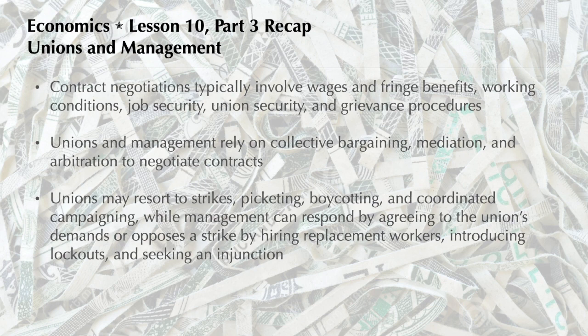So that's the way it is with Lesson 10 Part 3, Unions and Management. At this point, you should know that contract negotiations typically involve wages and fringe benefits, working conditions, job security, union security, and grievance procedures. Unions and management rely on collective bargaining, mediation, and arbitration to negotiate contracts, and unions may resort to strikes, picketing, boycotting, and coordinated campaigning, while management can respond by agreeing to the union's demands or opposing a strike by hiring replacement workers, introducing lockouts, and seeking an injunction.